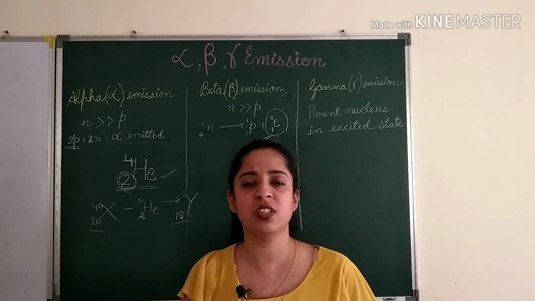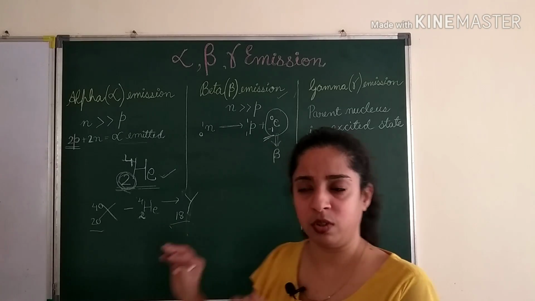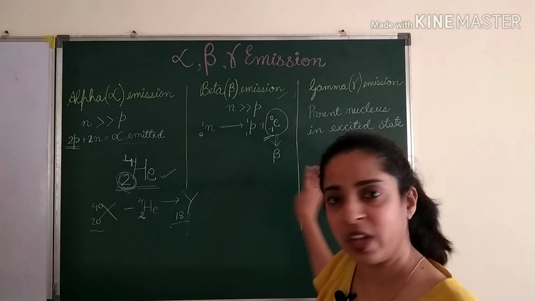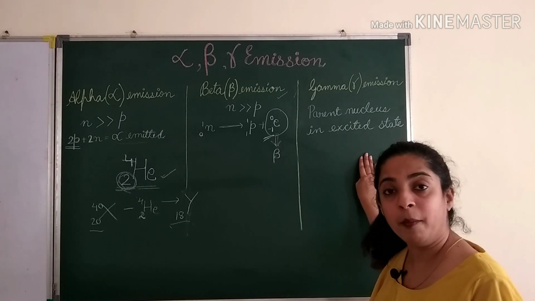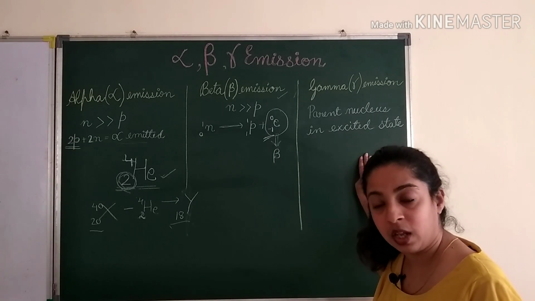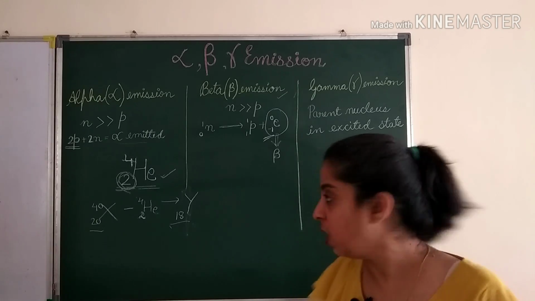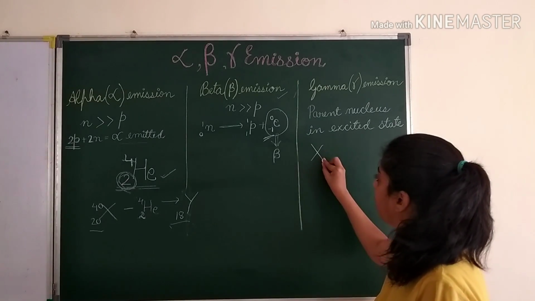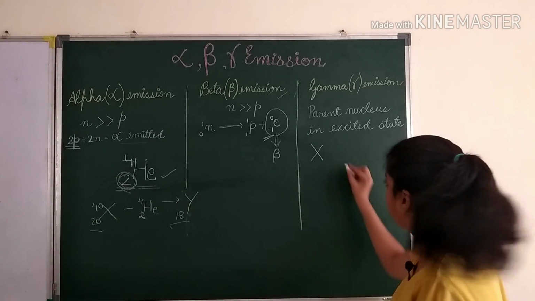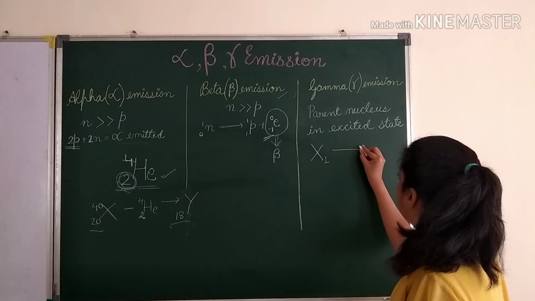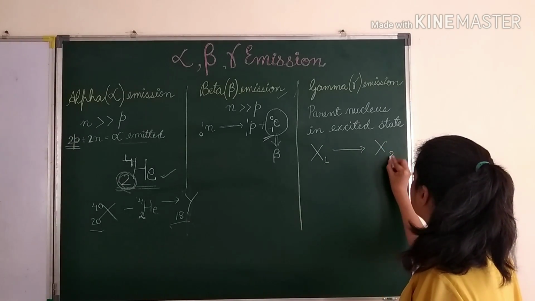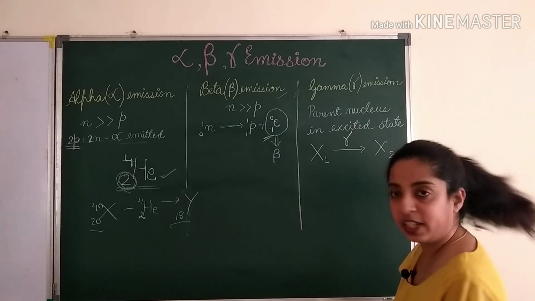Now gamma radiations become very easy for the nuclear reactions. It becomes very easy whenever there is gamma emission, because in gamma emission there is no loss of neutron and there is no loss of protons. Just that, suppose this is the parent nuclei, okay, X1, and it disintegrates to form X2 by giving out gamma radiations.